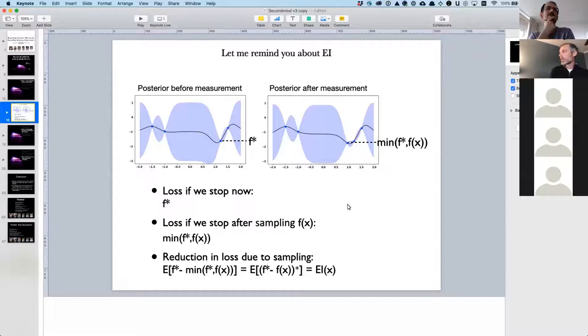Expected improvement then asks, well, let's say that I evaluated the objective function at a new point x and I saw a value there of f of x. Well, the overall quality of the best point seen will be the minimum of the previous best f star and the new point f of x. So the loss, if we stop after sampling, will just be this quantity here. And then the expected improvement quantifies the value of an evaluation at x by the expected difference of those quantities, the expected reduction in loss due to sampling, right? And so that can just be written like this, and we call that EI of x. And as we know, it has a nice closed form.